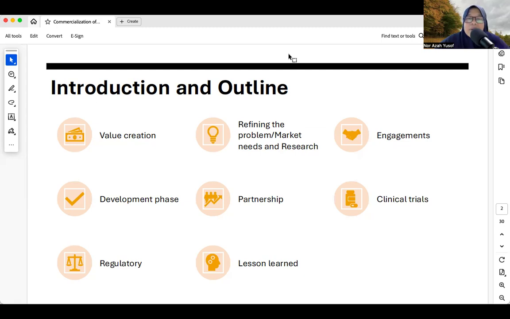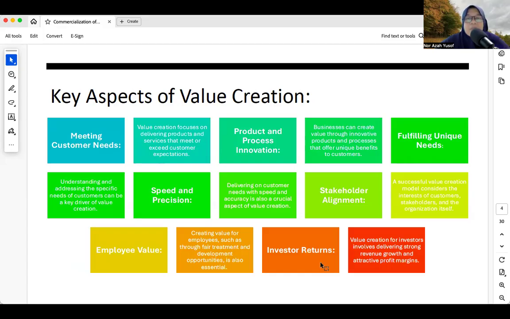Okay, that's why the first thing that I discuss is to understand the problem. Because for you to understand the problem, you need to do engagement. So I'm just showing you the engagement that I have done.